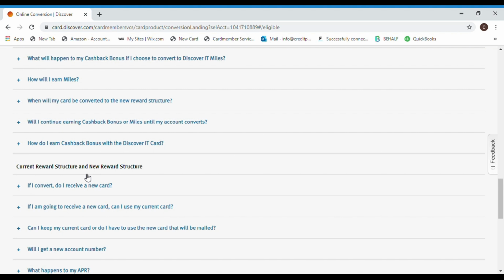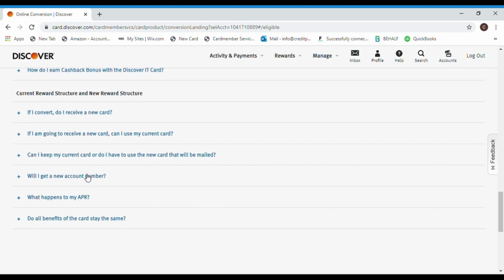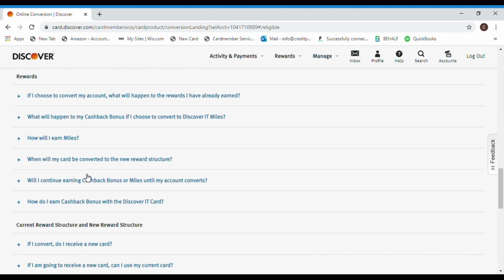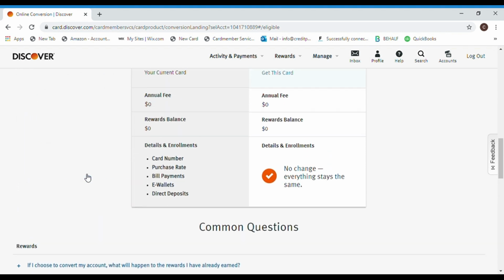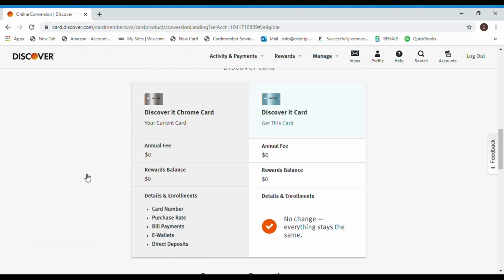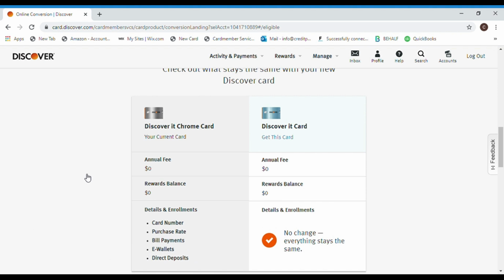You will get a new card. They will issue you a new card. But other than that, everything is going to stay the same. Remember, this is not a new account. You're not losing history or anything like that. You're just changing the reward system.